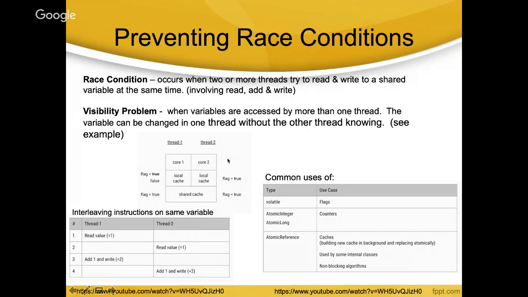You can solve this problem quite easily by using volatile. Whenever there's a change to a volatile variable, it gets pushed down to the shared class, and then it's shared between all the threads that were using the same copy of it. Common uses, I found this little chart: volatile is for flags, atomic integer and atomic long are for counters, and atomic reference is for caches and such. I thought that was a good little piece of information.